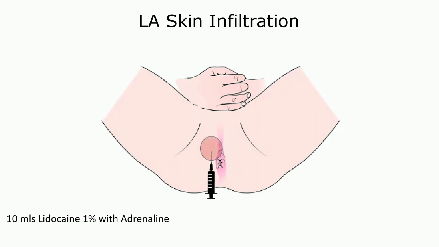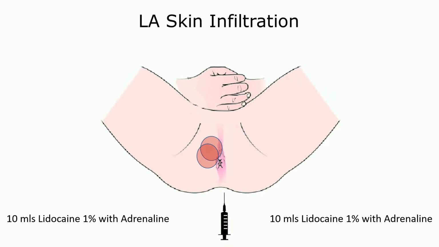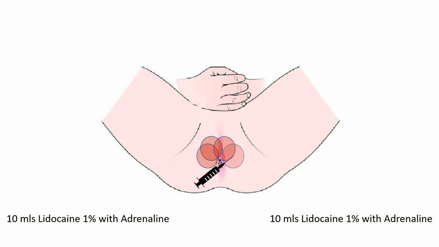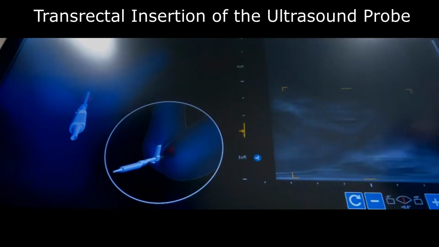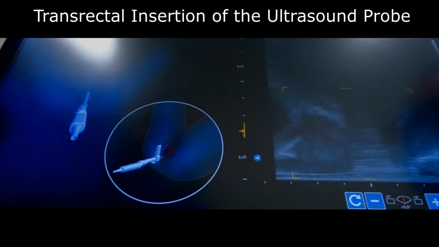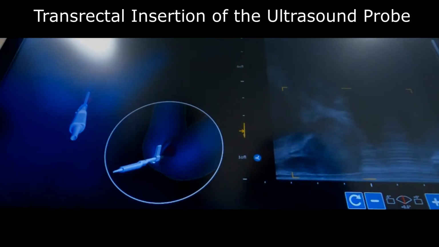Local anaesthetic for the skin is infiltrated in a fan-shaped motion. 20 mL of lidocaine 1% with adrenaline is used. The ultrasound probe is inserted into the rectum to gain a live image of the prostate gland.